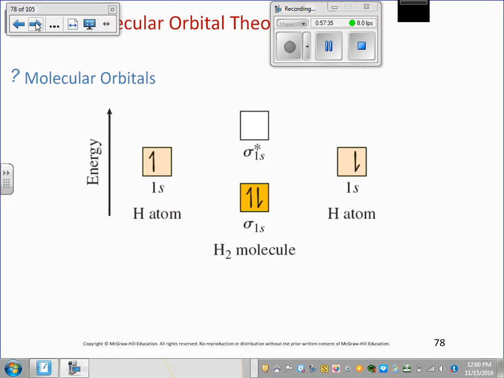So, if I look here, 2 H atoms, both have 1s electrons. We start with sigma 1s. The sigma star, the asterisk one, is the antibonding orbital. The antibonding orbital is higher energy than the bonding orbital. We start filling them up just like we did with electron orbitals. So the 2 electrons go into the bonding orbital. Yay, we have a bond.